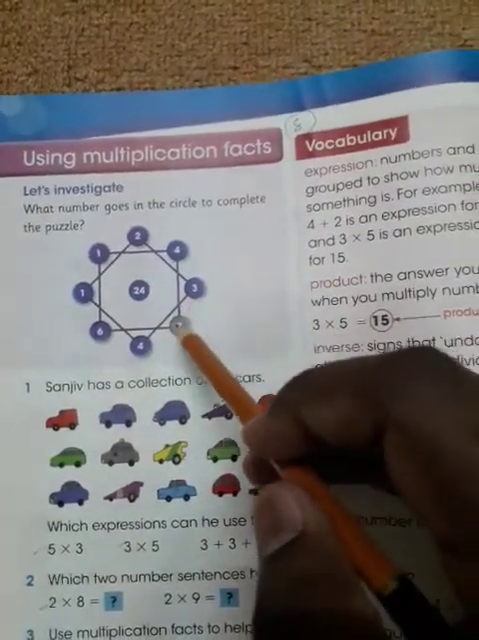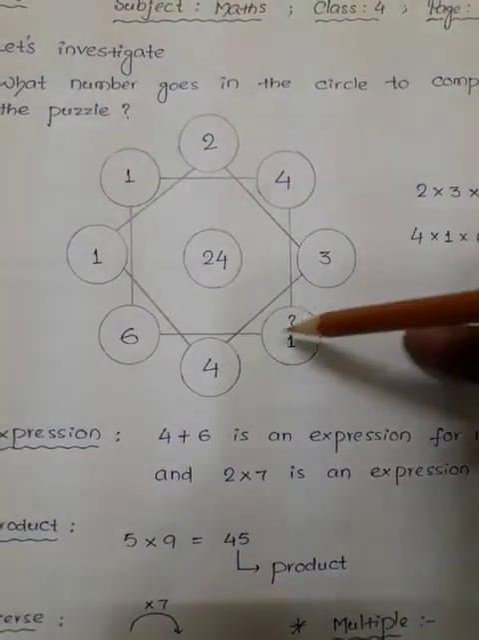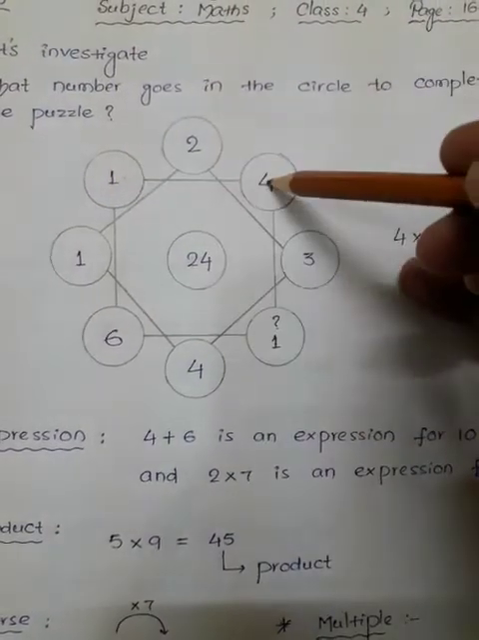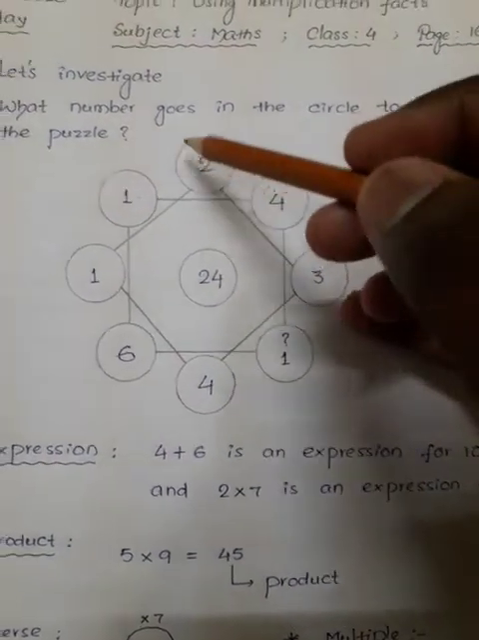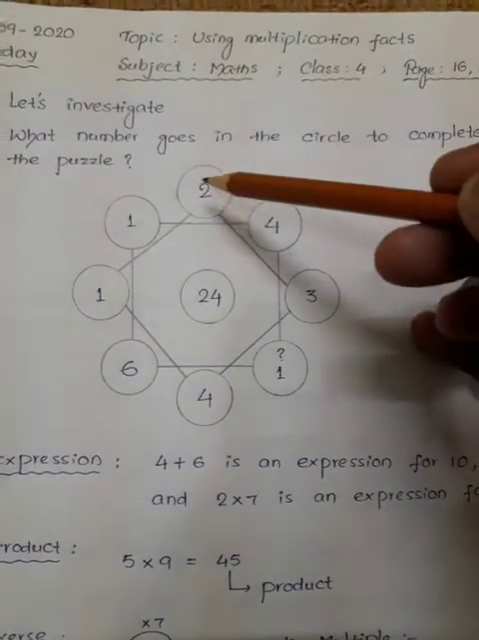What number goes in the circle to complete the puzzle? This one we need, right? So look here. There are two types of circle. One is exactly like the circle, so 1, 4, this number we need, and one is a little bit reverse. So check it first of all.